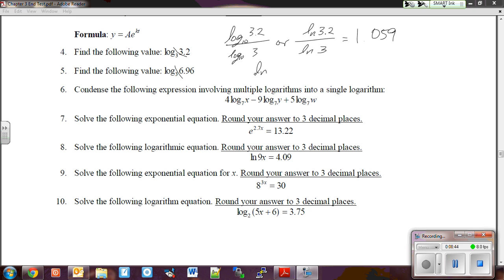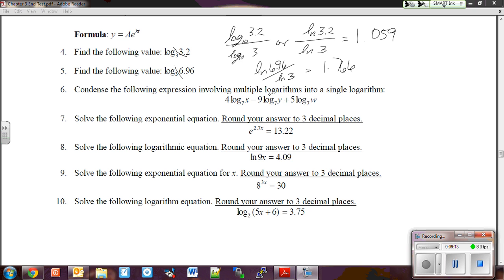All right, same thing here, change of base. So it's the natural log of 6.96 divided by the natural log of 3. So you just simply punch that into the calculator, and the calculator will give you the answer, 6.96 divided by the natural log of 3, and you get 1.766. All right, so those are pretty simple.